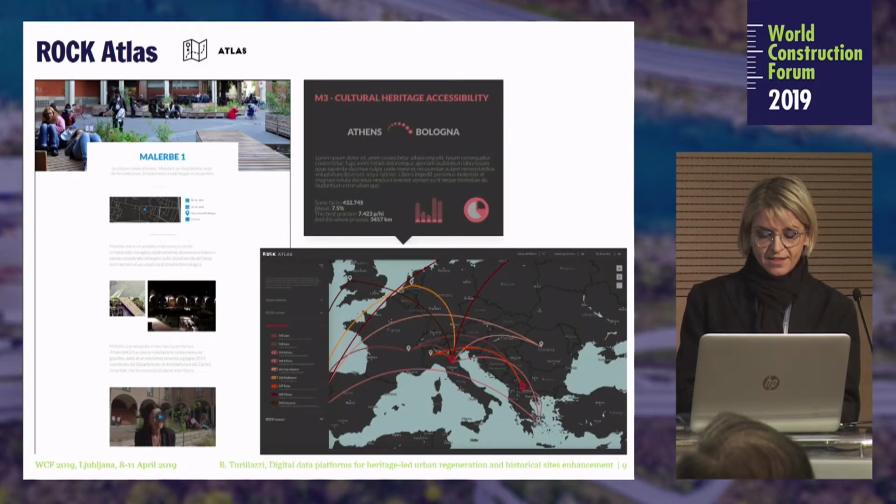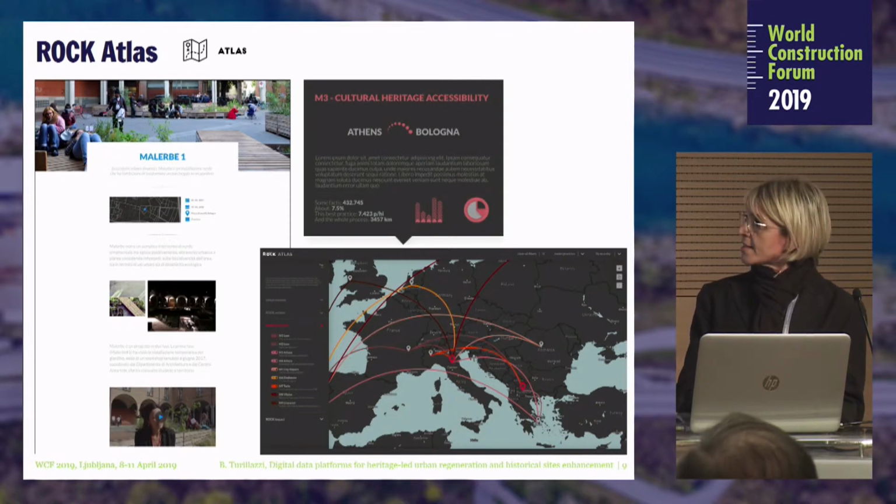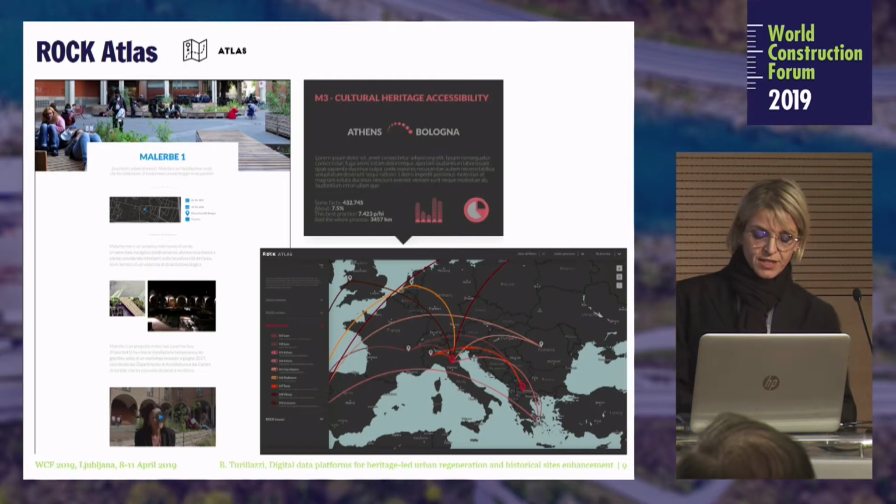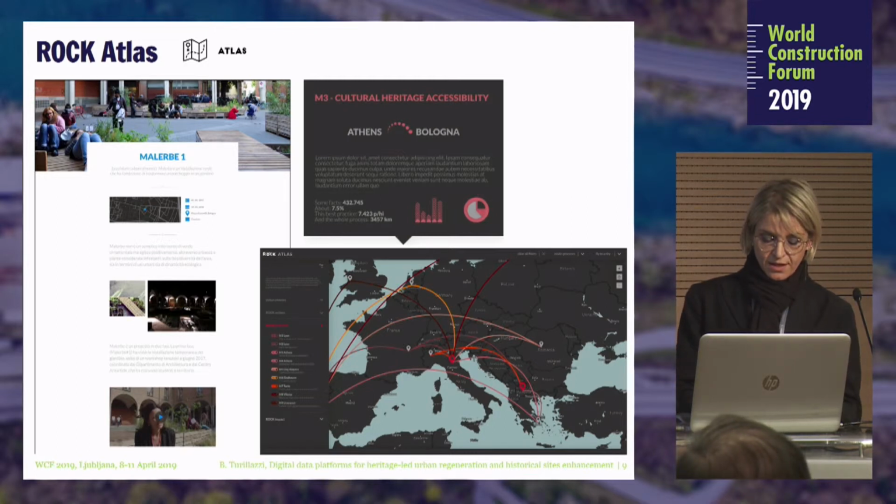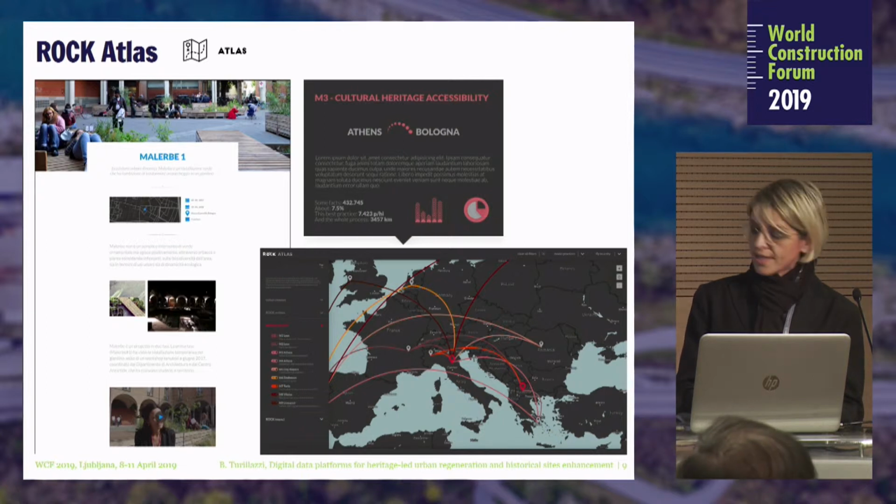More in detail, the ROCK Atlas is an interface for the visualization of the information and data produced by the actions carried out in the replicator cities. It is a reference tool keeping track of the activities of the project, connecting them to existing good practices, especially those from the role model cities. It is the basis for the data elaboration and monitoring phases.